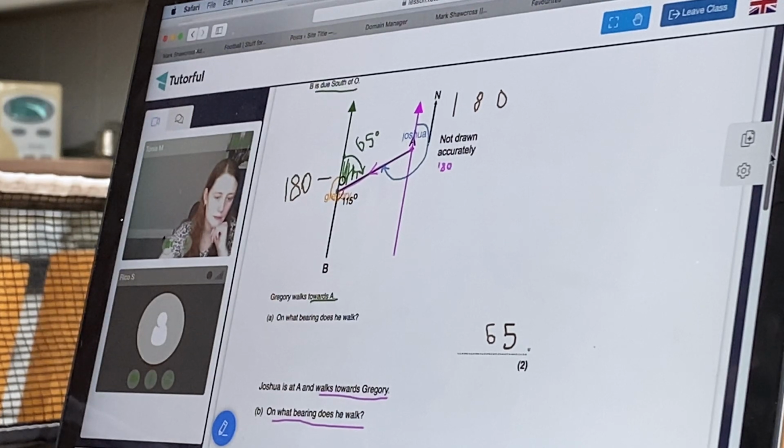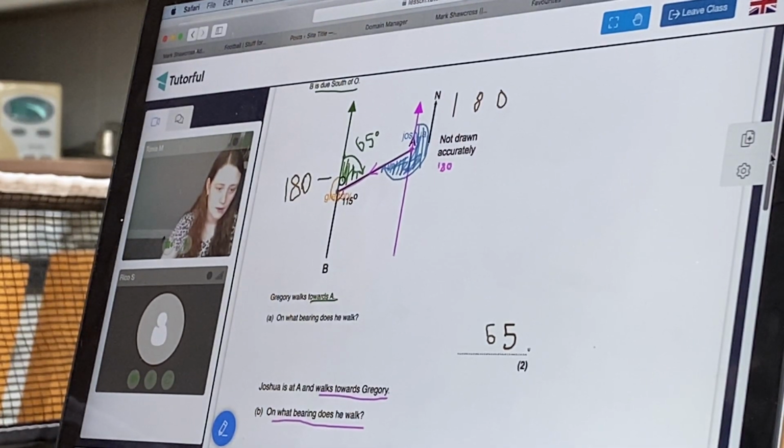So we want to work out the bearing of this blue angle. Okay. So we need to find out what that is. So is that going to be 180? Because the straight line, the pink line will be 180 on that side, yeah?